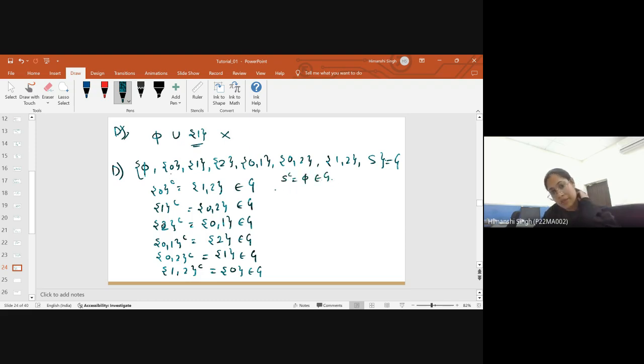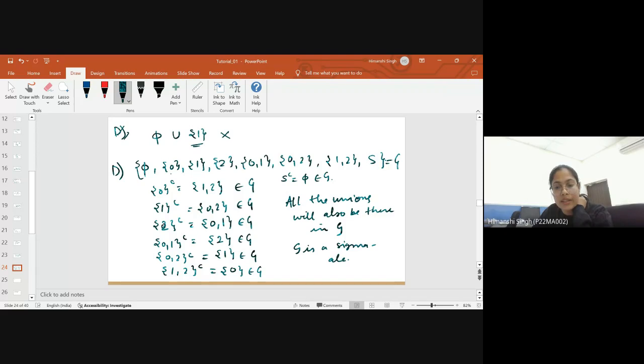Apart from that, if I take unions, 0 union 1 will be 0 1, 0 union 2 will be 0 2, and 1 union 2 is 1 2. If I take all three, it will be the whole S. 0 1 and 0 2 give the whole S, and 0 2 and 1 2 give the whole S. Like that, all the unions will also be there in G. So G is a sigma algebra.